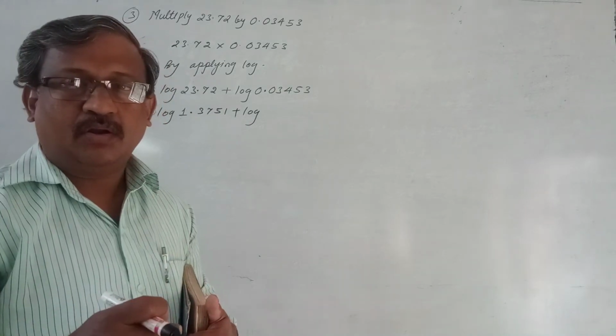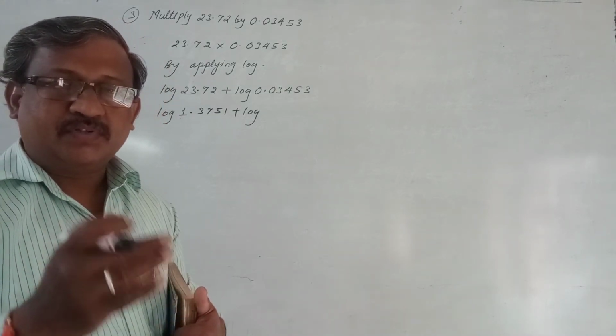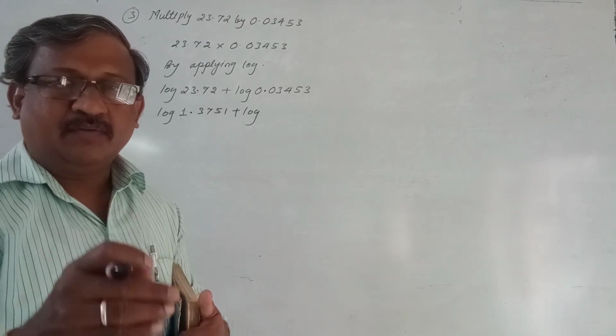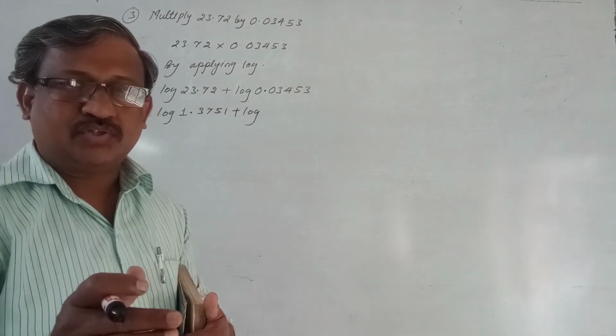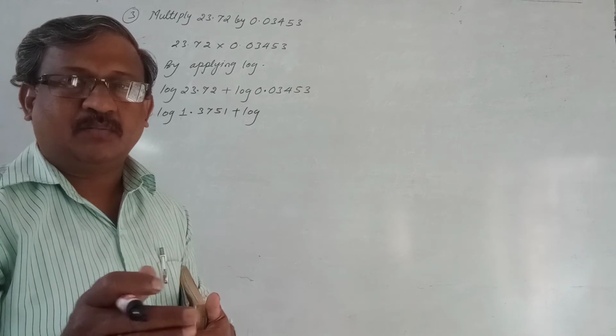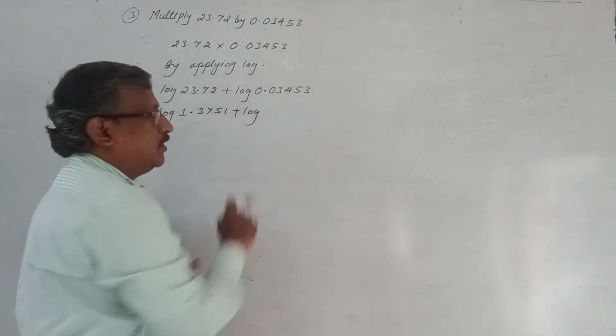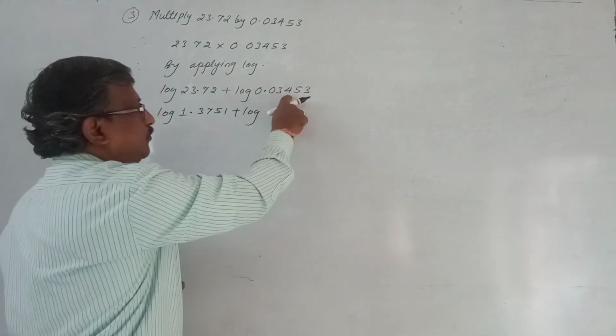So I told while teaching about the logarithm, whenever you start, always first you have to check whether the given number is 1, more than 1 or less than 1. If the given number is 1 or more than 1, the characteristics always remains positive, and if the given number is less than 1, the characteristics always remains negative. Now this number is less than 1, 0.03453.